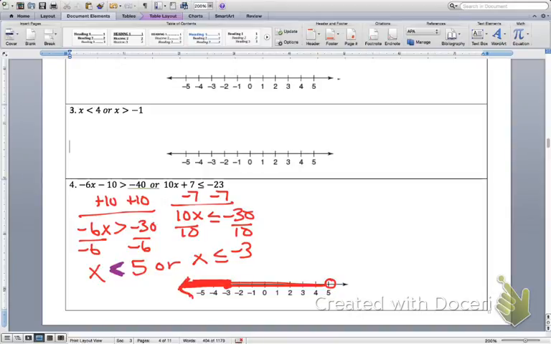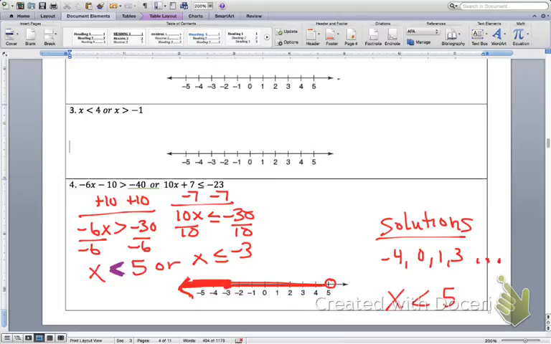So in this case, my answer is everything to the left of 5. So my solutions, let's do some sample solutions, would be something like -4, 0, 1, 3, and so on. There's a whole bunch of solutions. But this is really just a simple inequality at the end of the day. It's just x less than 5. Everything to the left of 5 is my solution here. So that's the general idea.